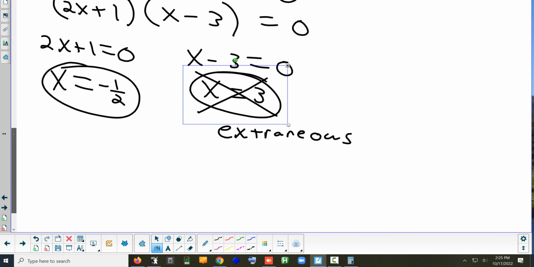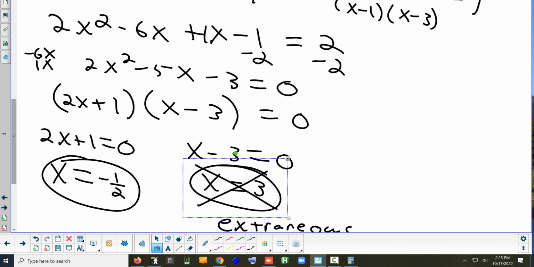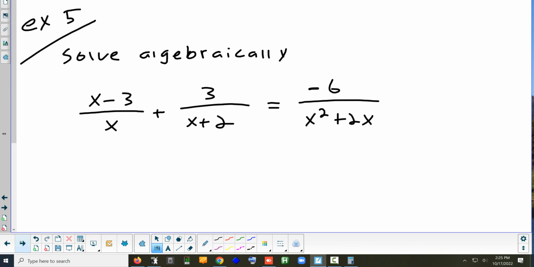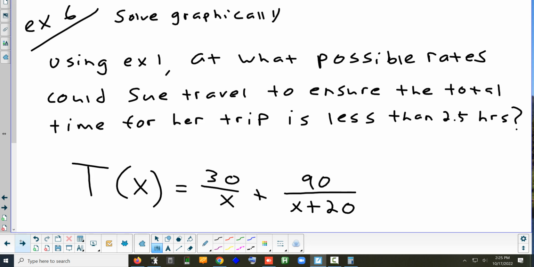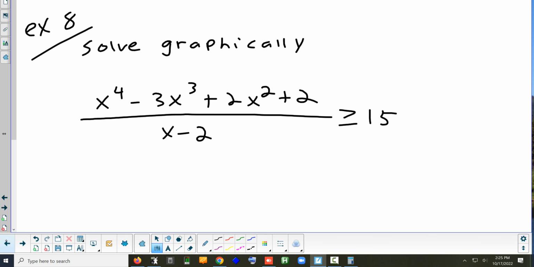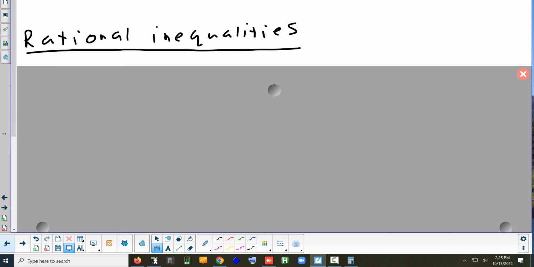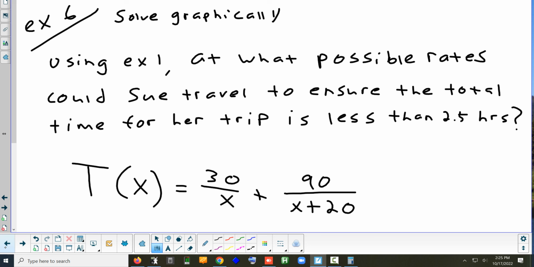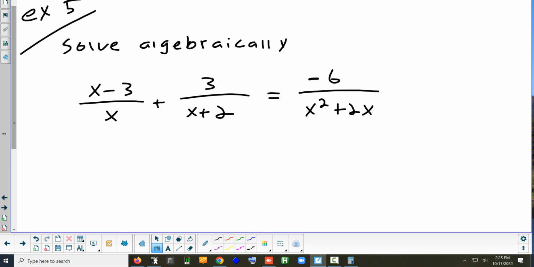Any questions on that? Especially the factoring at the end. Any questions on that? All right, so I think we'll try one more of those. And then the graphical ones, we already did something graphically, but I'm going to save this for tomorrow. So let's finish up with this one.